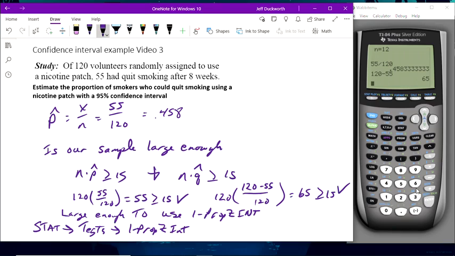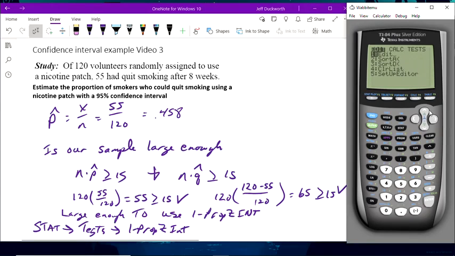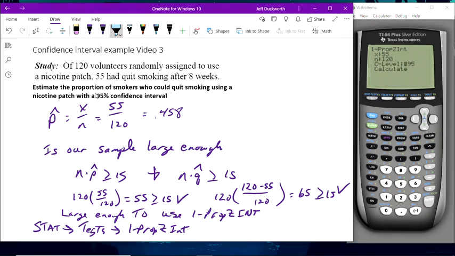So let's do that on the calculator. Stat tests. It's not on the first page, so let's keep scrolling down. There it is. Looks like it's the letter A. 1 prop z int is what we want. It wants x. X is the number of successes. That's 55. N is 120. It wants the confidence level. Well, we're asked 95%. So our confidence level is 0.95. So we've already got that.